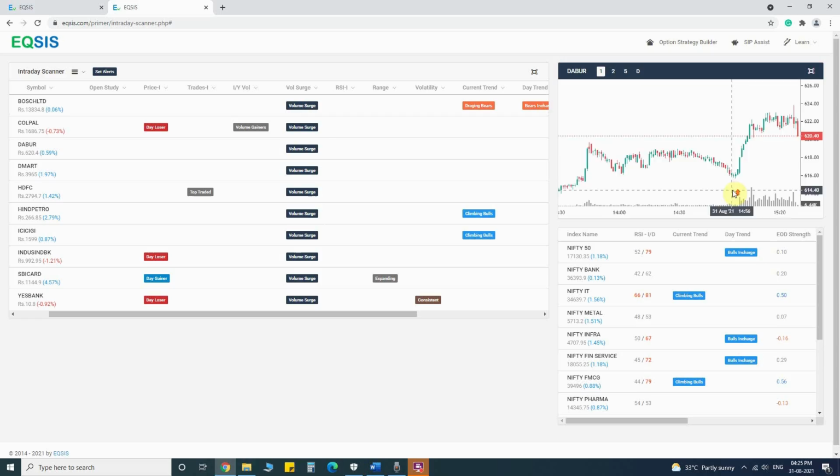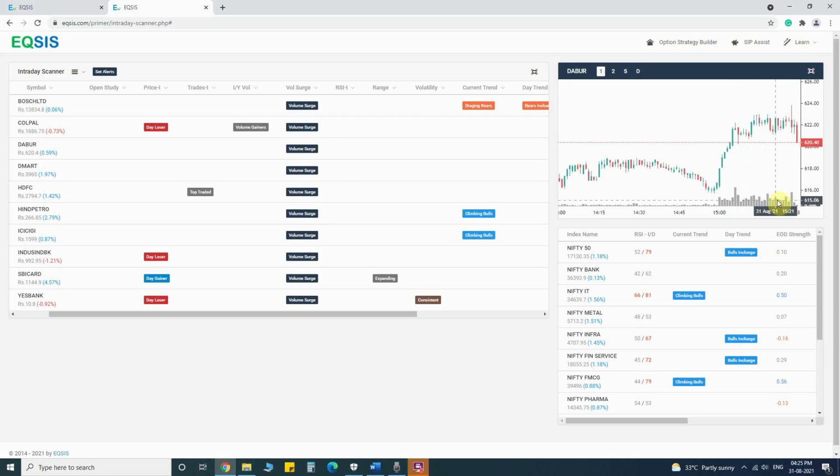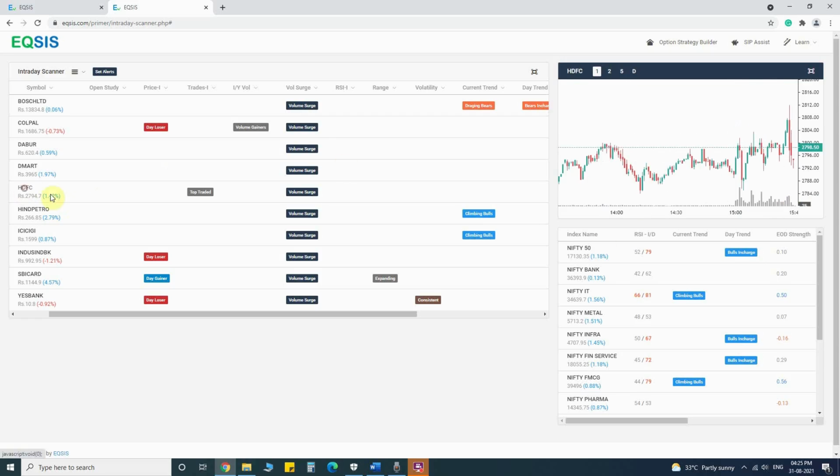If I click on 1 minute, you see that in recent times the volume is high. If I see HDFC, in recent times the volumes are high. So this talks about the volume of the last 4-5 minutes. If there is a surge in volume in the last 4-5 minutes, it is really meant for the intraday player, so volume surge comes into the picture. Now coming back to this RSI-I.